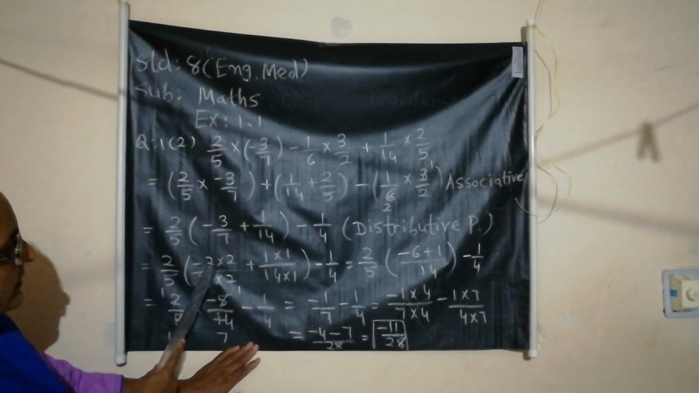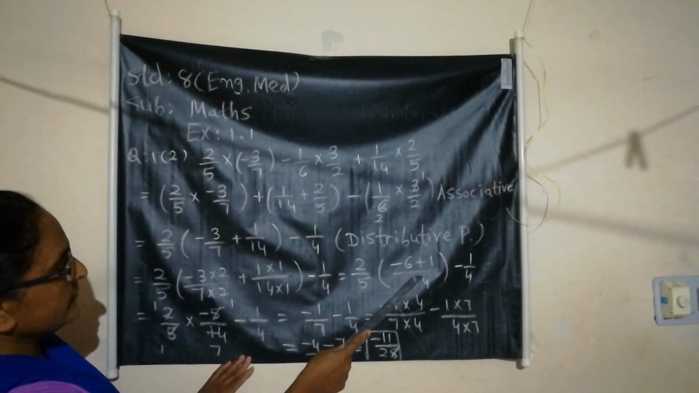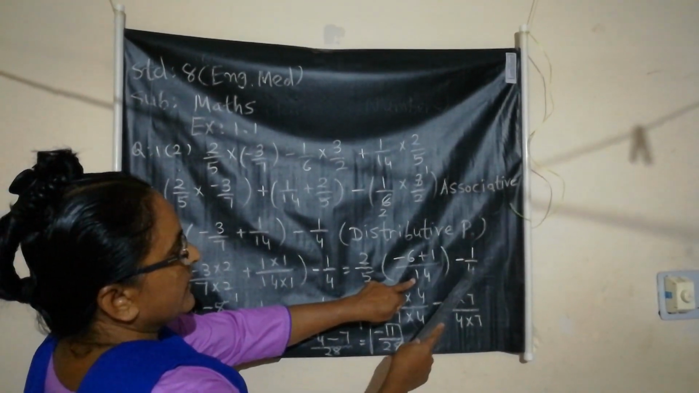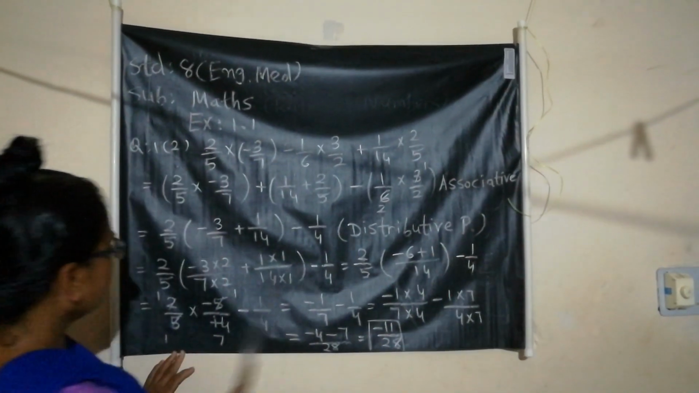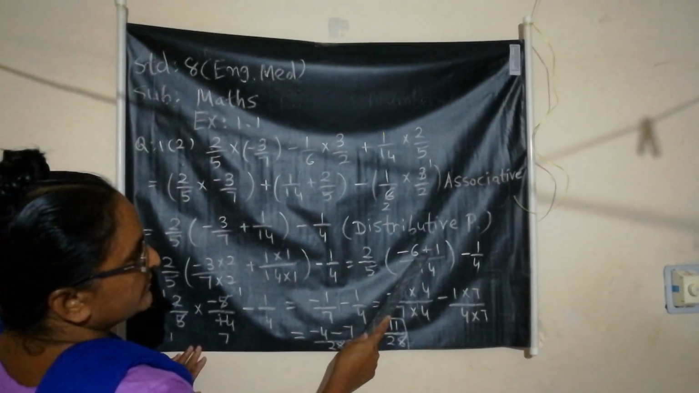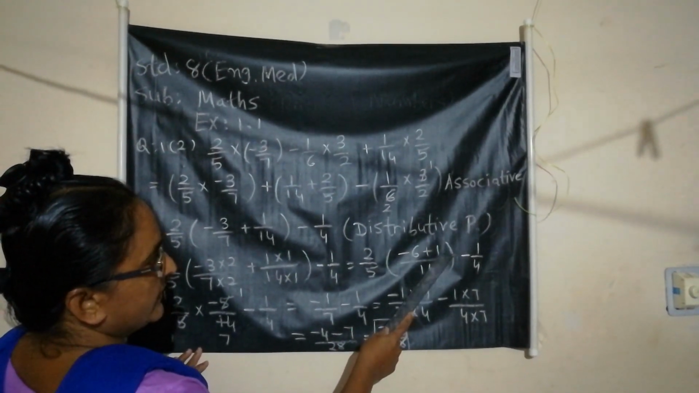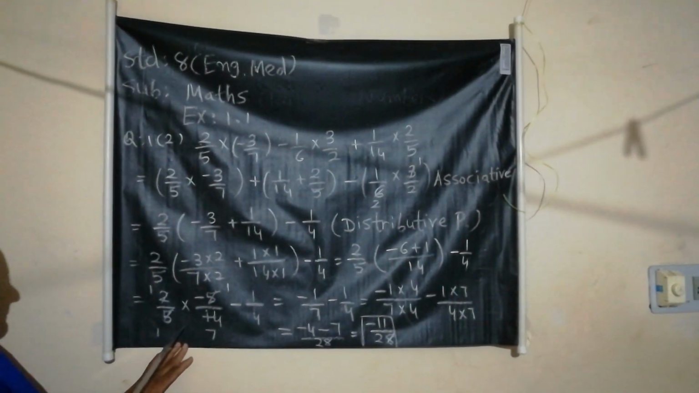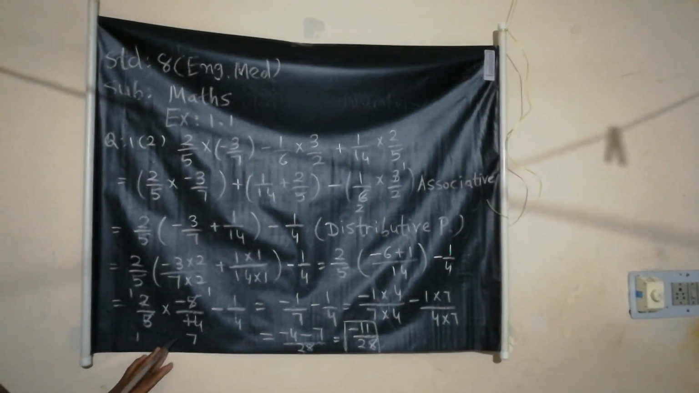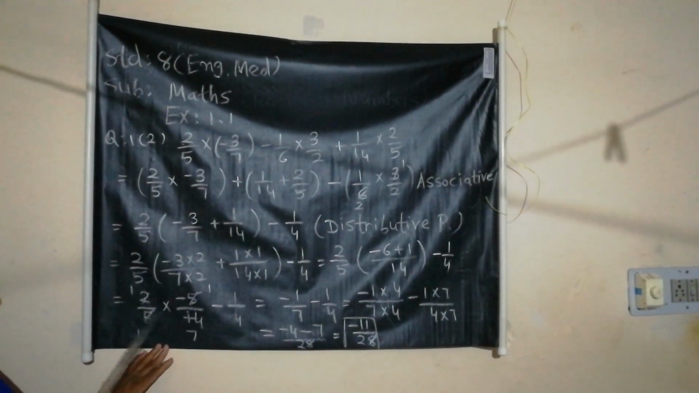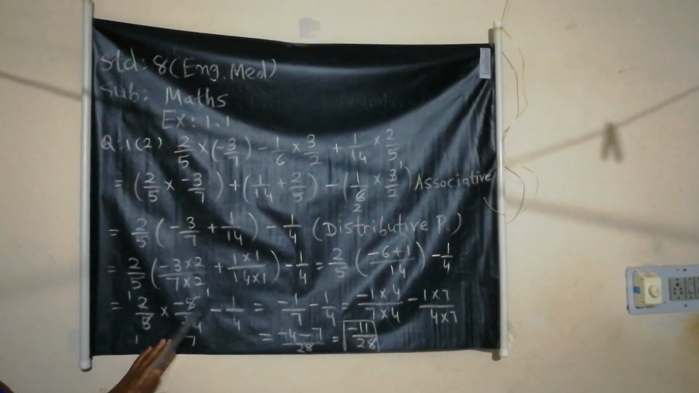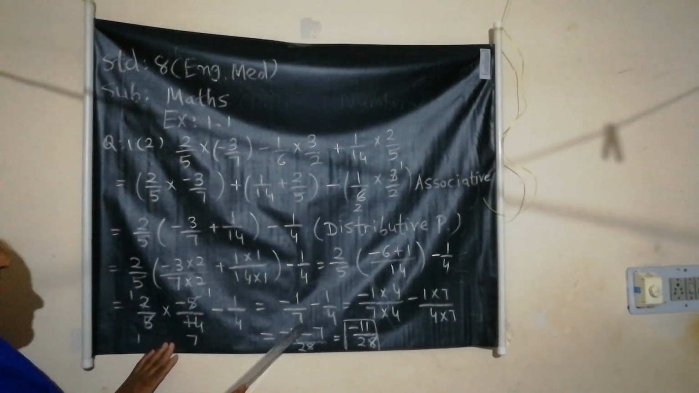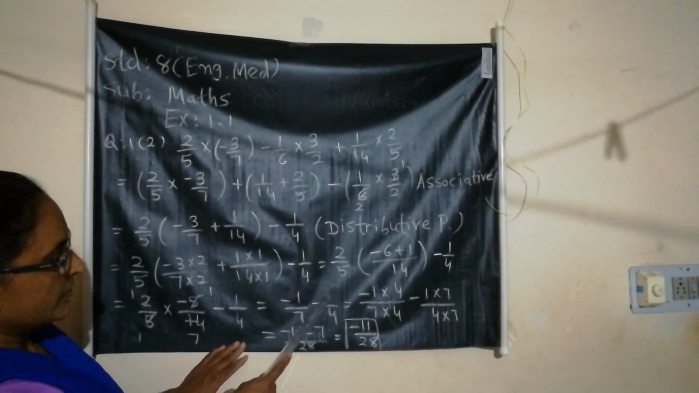Here the answer is negative 3 into 2 means negative 6, plus 1 ones are 1, upon 14 is common, negative 1 upon 4, 2 upon 5. Negative 6 plus 1 means negative 5, negative 5 upon 14 minus 1 upon 4. Now we simplify the first two terms. 2 ones are 2, 2 sevens are 14, 5 ones are 5, 5 ones are 5. 1 into negative 1 means negative 1. 1 into 7 means 7. Minus 1 upon 4 is given.